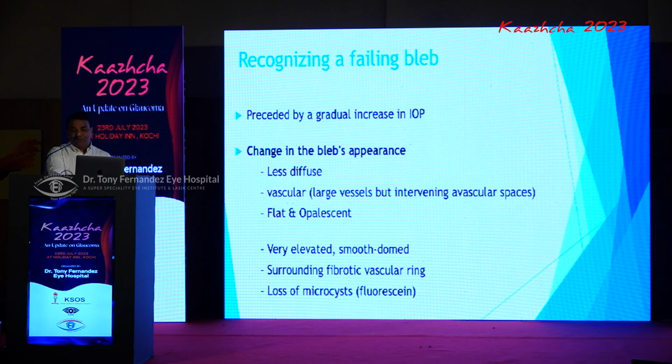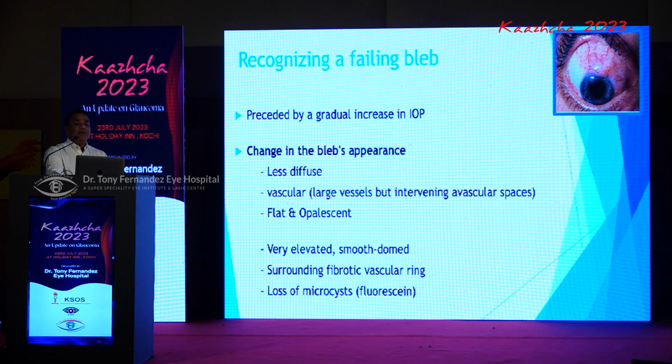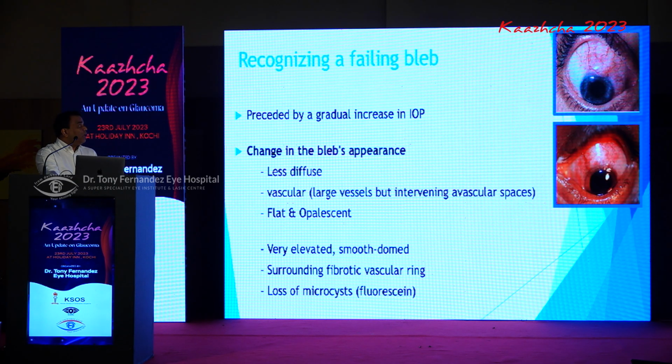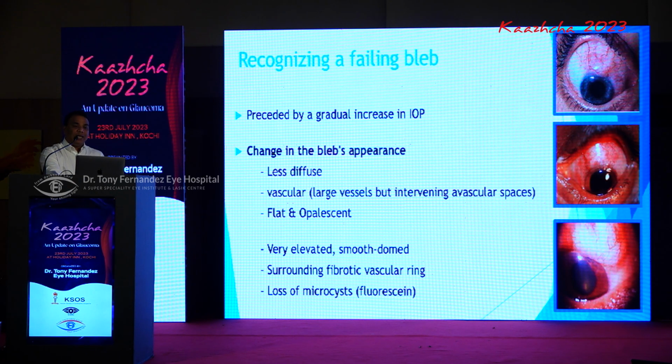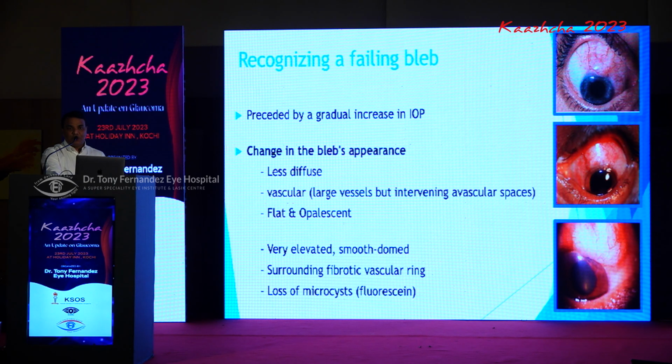Why is a bleb going to fail, and what are the signs and symptoms you have to look for? IOP gradually increases postoperatively. So look for the changes in the bleb. The bleb becomes less diffuse, vascular, flat, and opalescent, and sometimes it is very elevated, smooth, dome shaped, and sometimes it looks like a Tenon cyst. Looking for these changes early is very critical. So first recognize these signs as early as possible and do all the conservative management, and when conservative management fails, then we go for the filtering bleb.